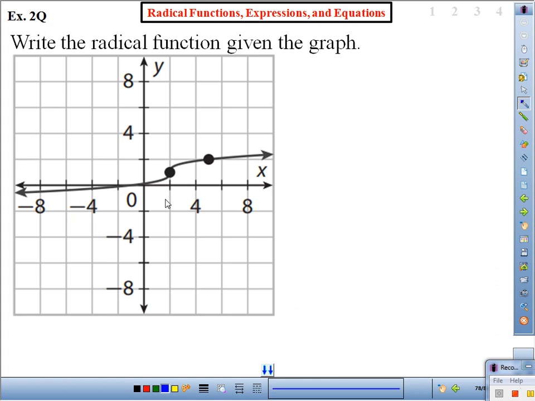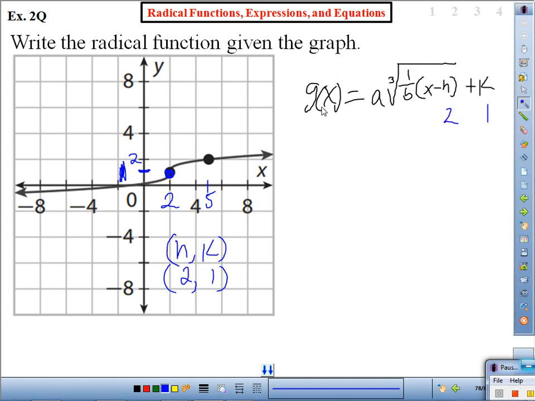Points given, this is 2 and 1. And this is 5 and 2. Let me help you out. Here you go. G of x equals. All right, let's see if you can finish it off by yourself. Copy and go.